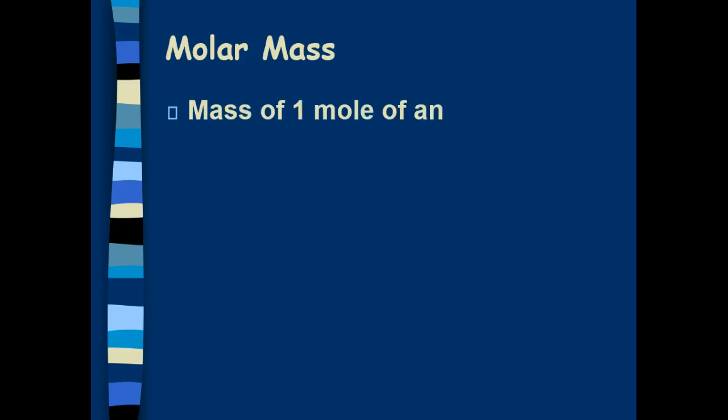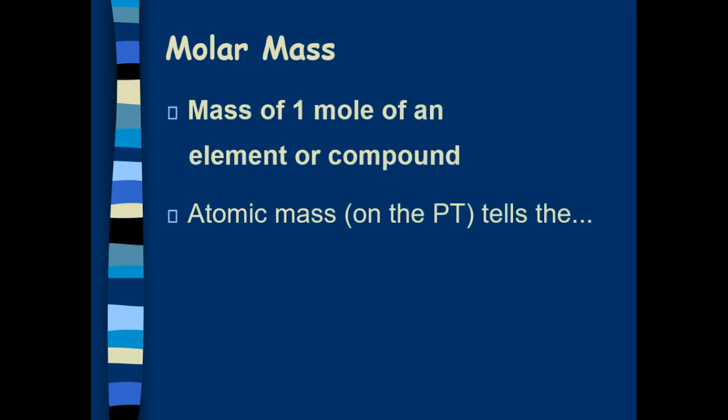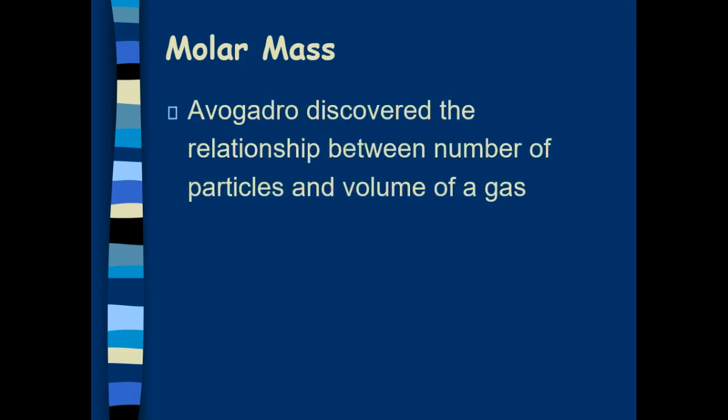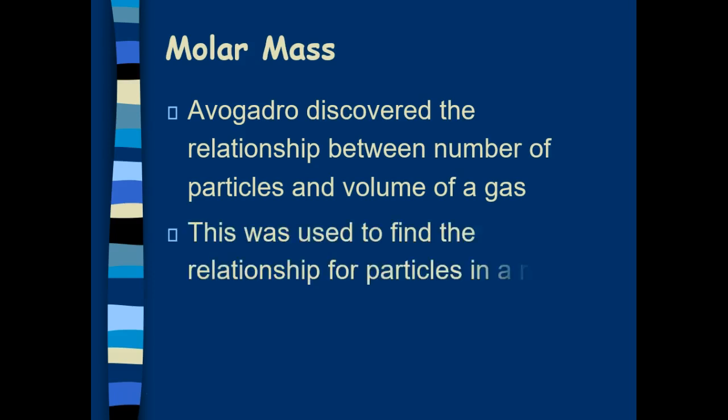The molar mass of 1 mole of an atom, of an element or compound, is the atomic mass on the periodic table. The mass of each element tells us how much we have. Avogadro discovered that the relationship between the number of particles and volume of a gas was the same in every one of them. This was used to find the relationship between the moles.